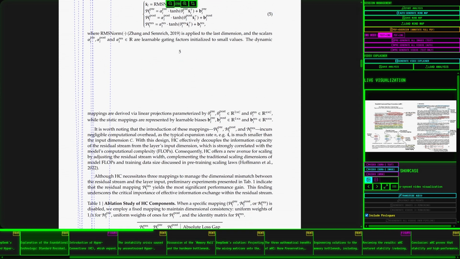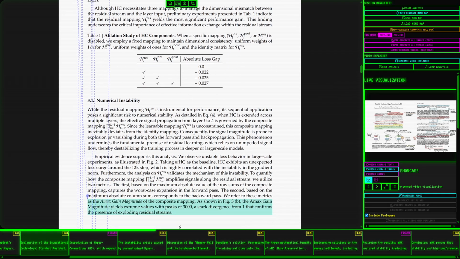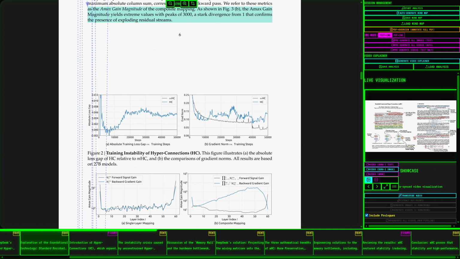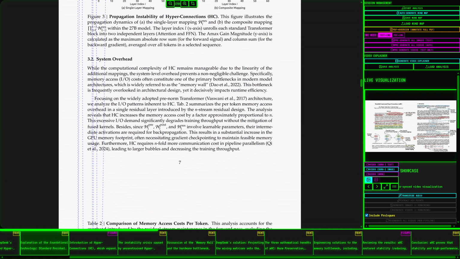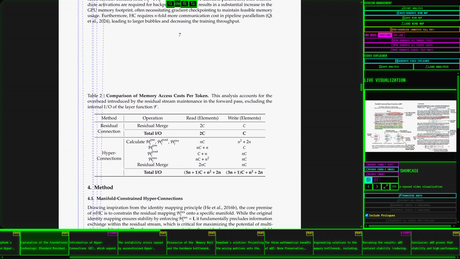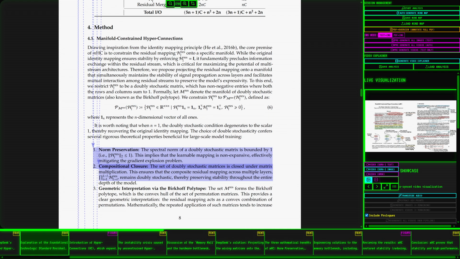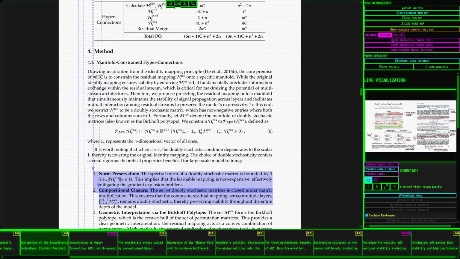And they had a specific metric for this, right? The AMAX gain magnitude. The smoking gun. It measures how much the signal is amplified. For these unconstrained hyperconnections, the value peaked at around 3,000. So the signal was being amplified by 3,000 times at every layer. Imagine that. It's mathematically impossible for any system to handle that. The network was just completely out of control. So the math was a disaster.